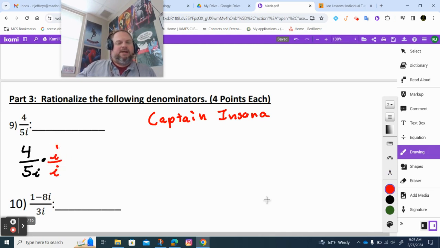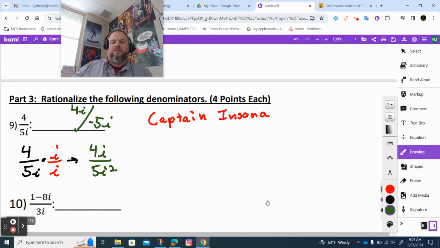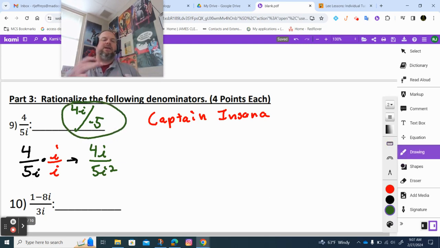All right, so I over I. Now, this becomes 4I over 5I squared. And what did we find out that this I squared is going to do to that 5? So 4I over negative 5I. Not negative 5. I'll try to put some more space in there so y'all can write it better on that. I know some people use the blanks for the actual fractions.